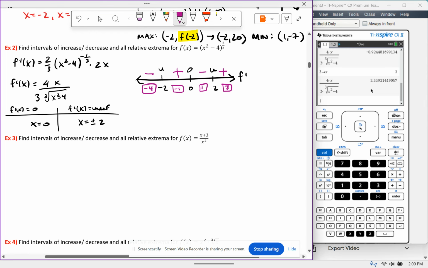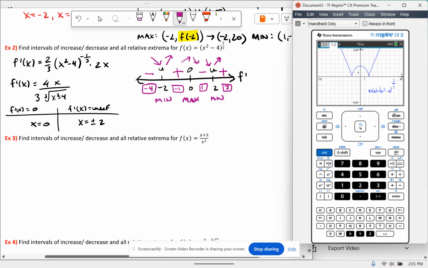Okay. So let's go along this number line and classify what's happening at each critical point. So at -2, the original graph is going from decreasing to increasing. So -2 is a what? A min. The original graph at 0 is changing from increasing to decreasing. So 0 is a yup. At +2, the original graph is going from decreasing to increasing. So 2 is a what? Min. Hey, does that make sense?